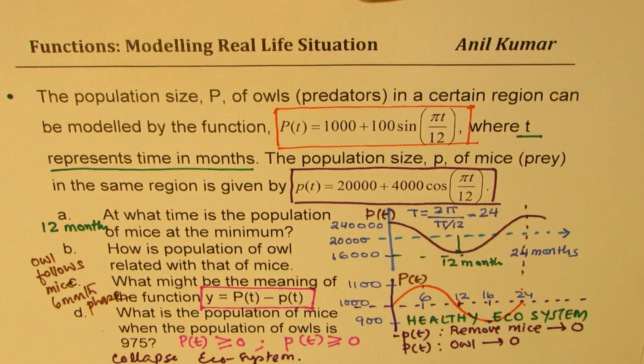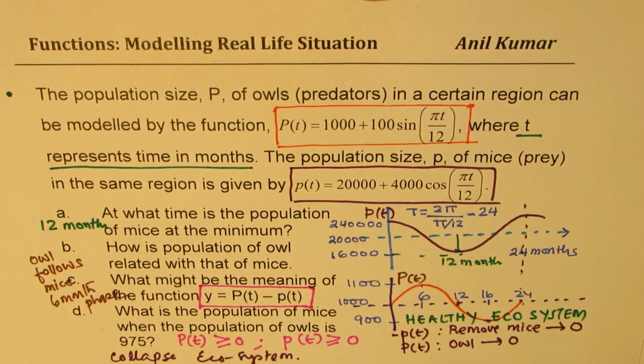Perfect. So for the ecosystem to be healthy, it is important that a proper balance is maintained, so that these equations and the given situation give you that proper balance. Perfect. So I hope that part is absolutely clear. Now let us answer part D.